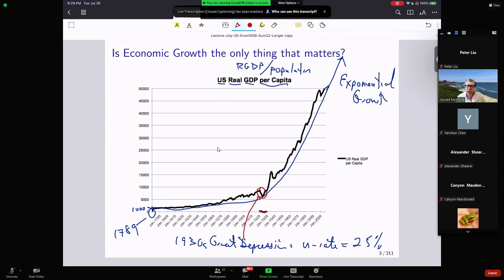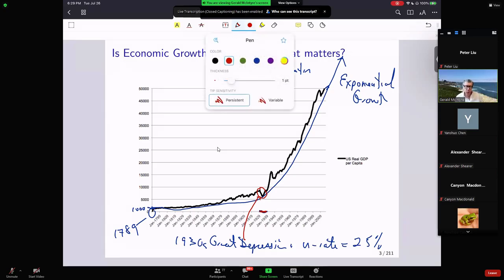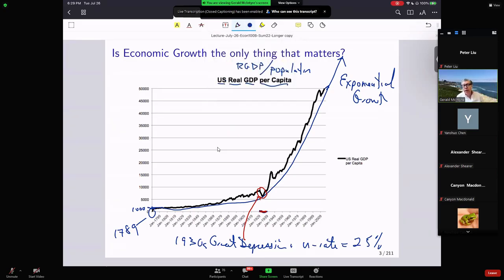Look how small it is. Okay. It was an overall short run economic calamity that lasted about a decade and ended as the U.S. economy moved into a war footing to fight fascism and Nazism in the Second World War. It was overall a short period of time, and though it was a calamity, it's relatively small on this graph.